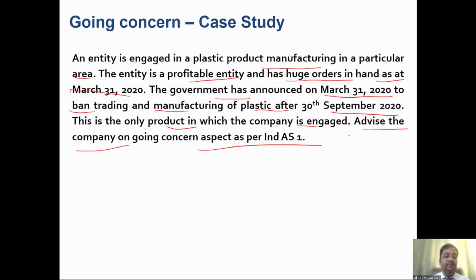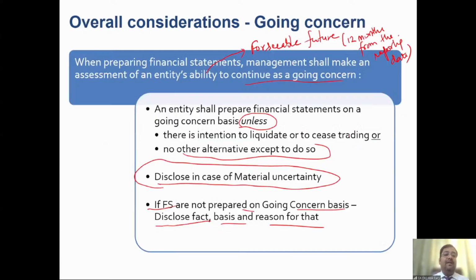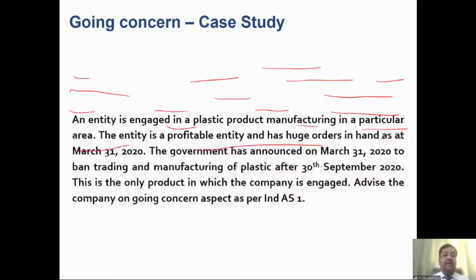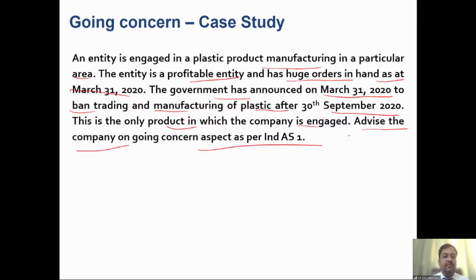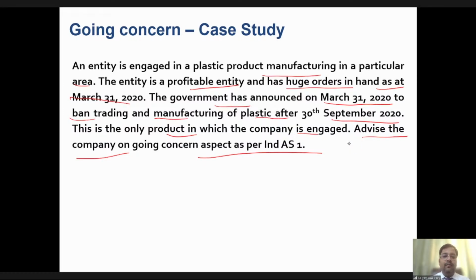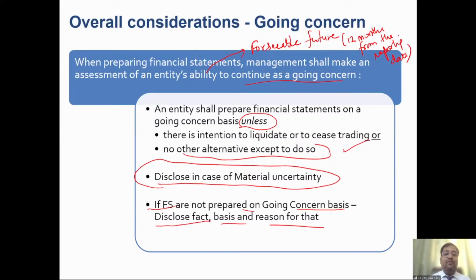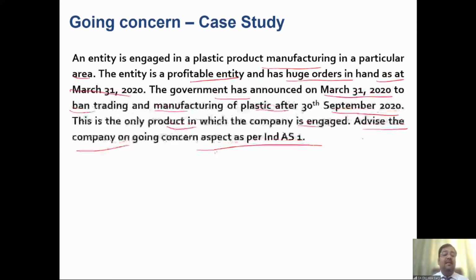So friends, in this case, whether company will prepare its accounts on a going concern basis or on some other basis. So first of all, you tell me please, in this case, whether the company wants to liquidate the business? Answer is no. In this case, whether the company wants to cease the trading? Answer is no. But in this case, the company does not have any other alternative except to shut down the business, right? Except to shut down the business. So in this case, the company will not prepare its accounts on a going concern basis.